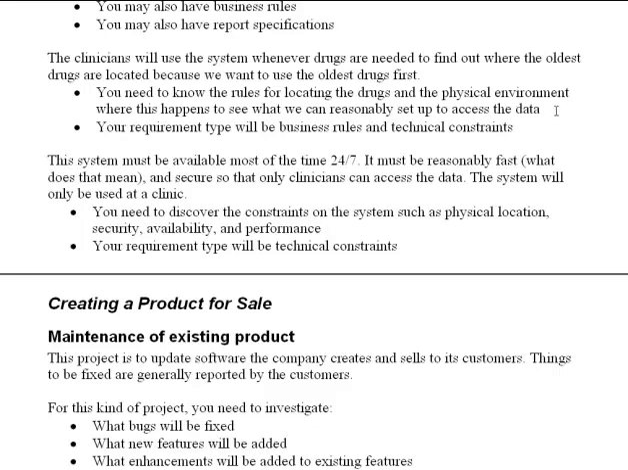I mean, are we going to need this information in an operating parlor? Are we going to need this information when the doctor's in a room with a patient? Can we wait and access this information after the patient is out in the reception area, perhaps? So we need to know where we're going to have to do this work so we know what kind of technology is appropriate. So our requirement type here will be business rules and technical constraints.